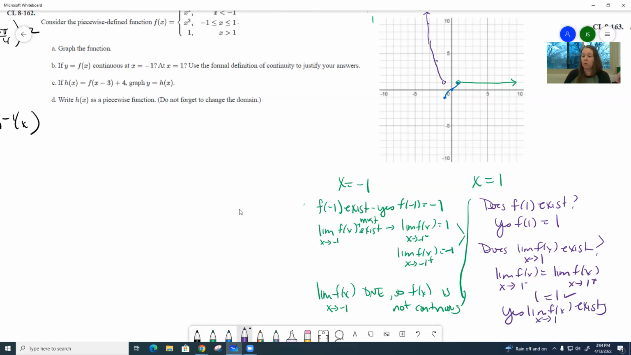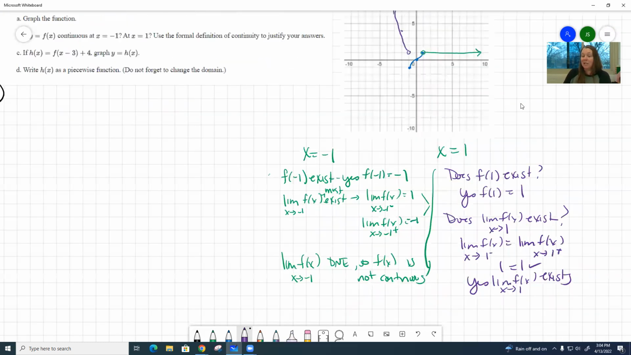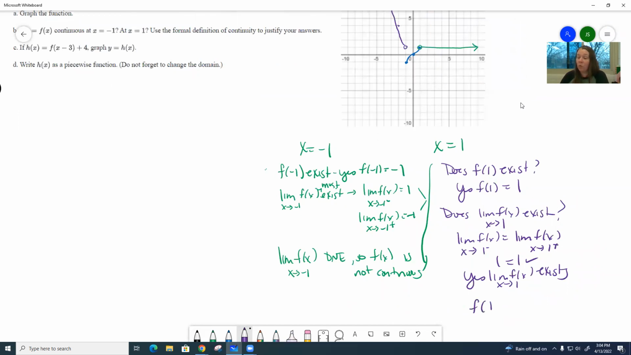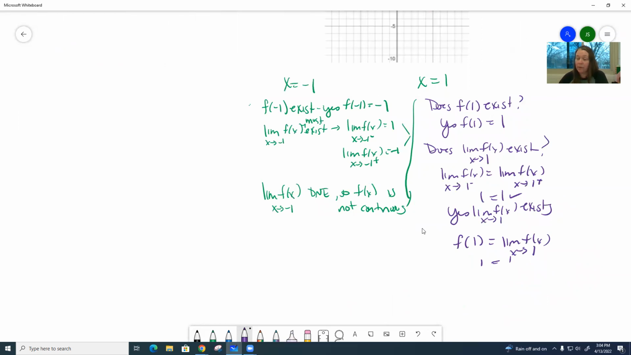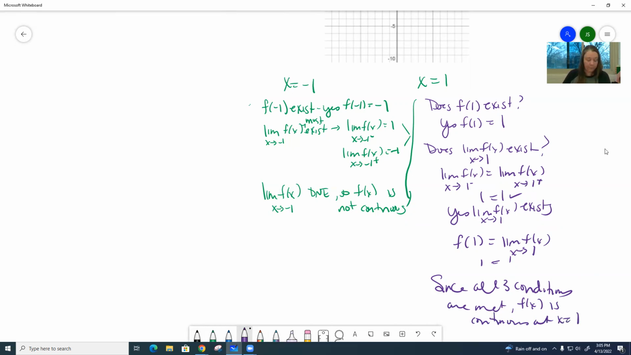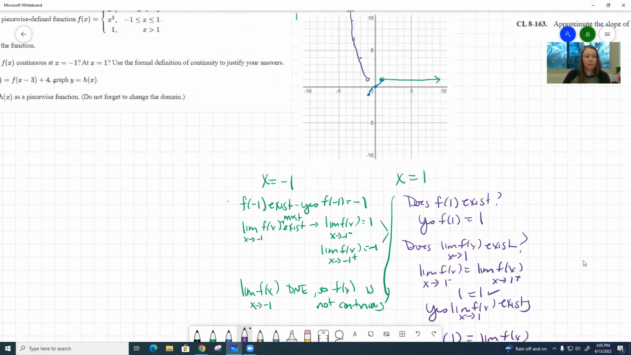I'm sorry, my handwriting is really terrible right now. All right, and then the last criteria was that f of 1 had to equal the limit of f of x as x approached 1. So this was 1, this was 1, they're the same. And then since all three criteria are met, the function is continuous. Since all three conditions are met, f of x is continuous at x equals 1. All right. Then what else did this ask? I feel like it asked for something else.